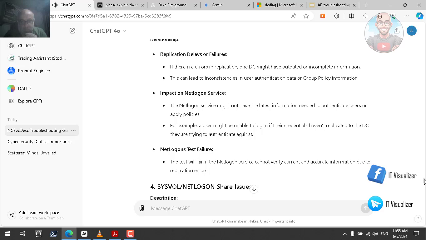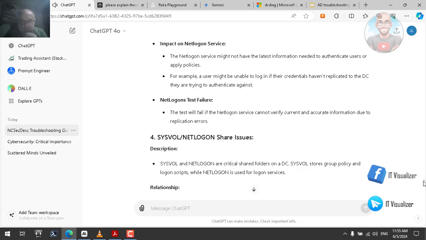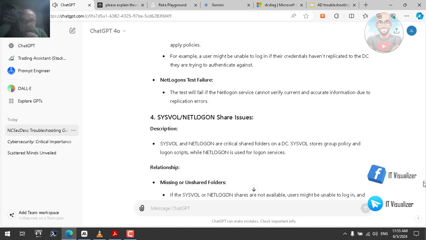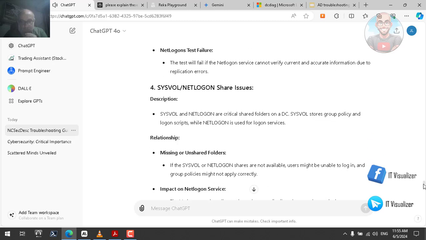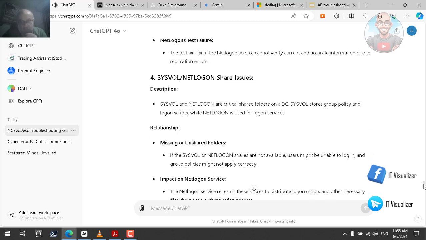Netlogon test failure: the test will fail if the Netlogon service cannot verify current and accurate information due to replication errors. 4. Sysvol Netlogon share issues. Description: Sysvol and Netlogon are critical shared folders on a DC. Sysvol stores group policy and logon scripts, while Netlogon is used for logon services. Relationship, missing or unshared folders: if the sysvol or Netlogon shares are not available, users might be unable to log in, and group policies might not apply correctly.